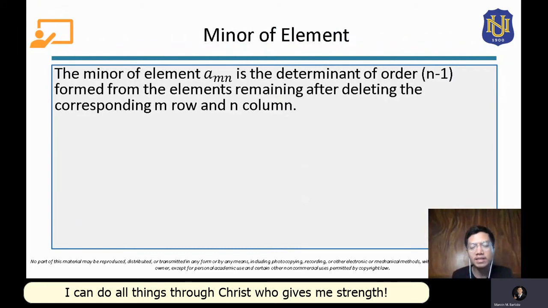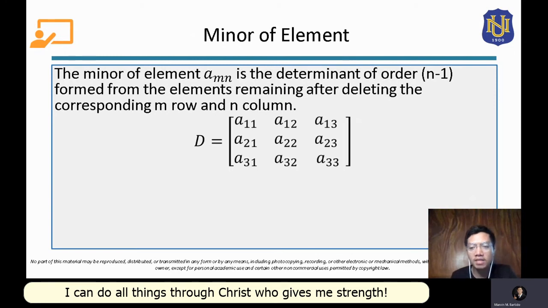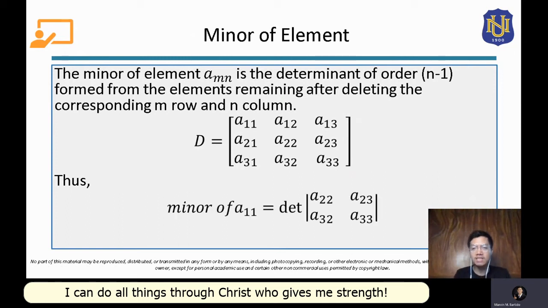So the minor of an element A sub mn is the determinant of order n minus 1 formed from the elements remaining after deleting the corresponding m row and n column. Okay, so let's say we have here a matrix D. These are the corresponding elements of matrix D. And if we are going to solve for the minor of an element, let's say the element located here in the first row and first column, that will be A11.